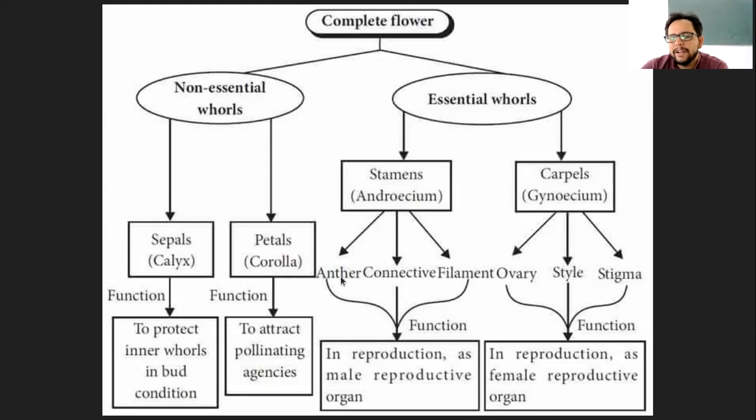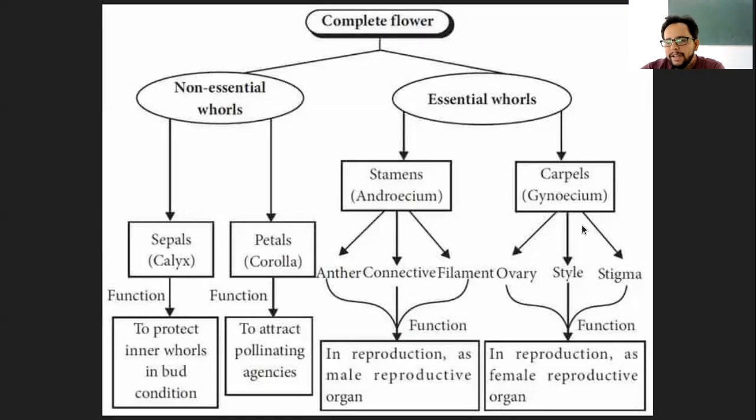Stamens are further divided into two parts. Here it is shown as three parts, I will tell you what this part is. There is anther and filament. Connective is a structure connecting the anther to the filament. In between anther and filament, there is a small stalk-like structure which allows the anther to connect to the filament, and that is called connective. Apart from supporting the anther function, there is not much role of the connective. But majorly, stamens are divided into two parts, anther and filament.